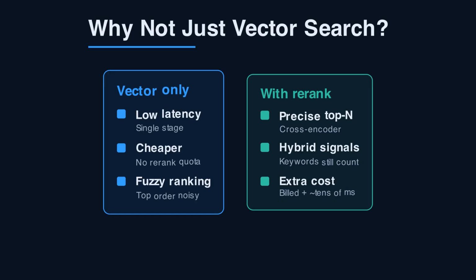The trade-off: re-ranking is a billed feature with its own quota, and it adds tens of milliseconds. For a matcher where the top 5 results are what humans actually read, that precision is usually worth it. That's a rule of thumb, not a law.